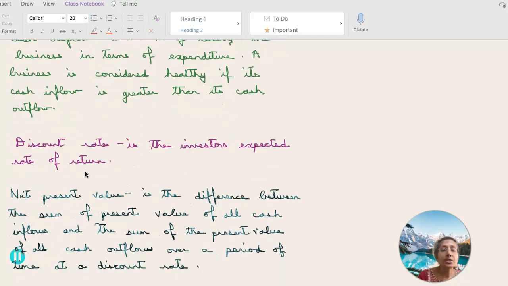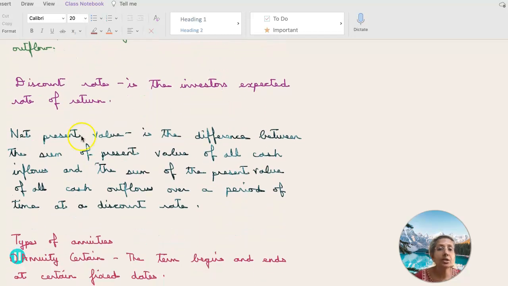Discount rate is the investor's expected rate of return. Net present value is the difference between the sum of present value of all cash inflows and the sum of the present value of all cash outflows over a period of time at a discount rate. So separate the cash inflows minus the cash outflows, that is the net present value.